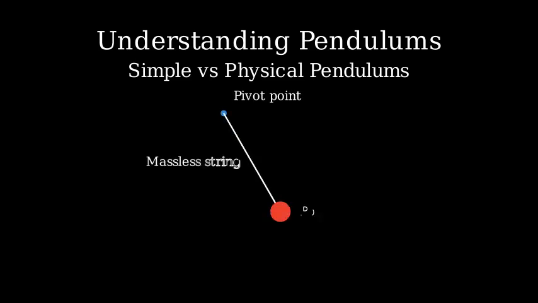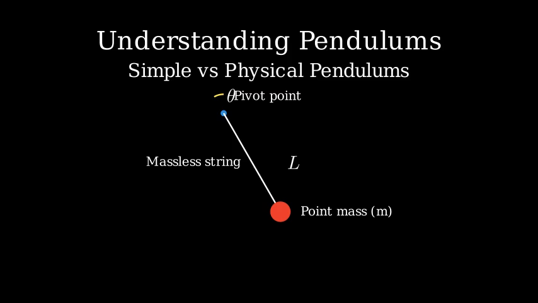A simple pendulum consists of a point mass suspended from a fixed point by a massless, inextensible string. The mass is concentrated at a single point at the end of the string, and the string itself has no mass, meaning all of the mass is concentrated at the bob. When released from rest, the pendulum swings back and forth in a regular motion. For small angles, this motion is approximately simple harmonic motion.